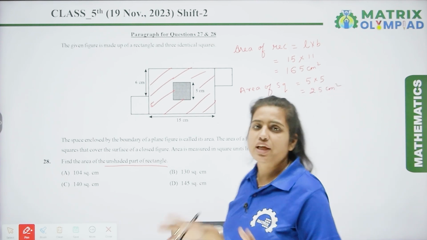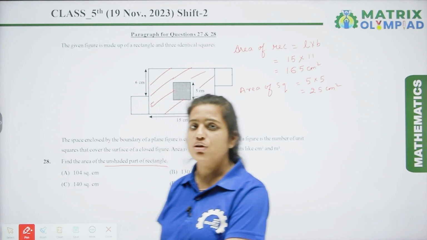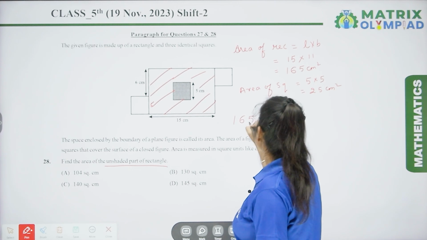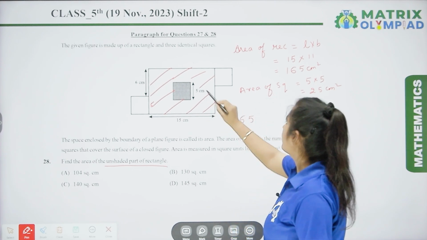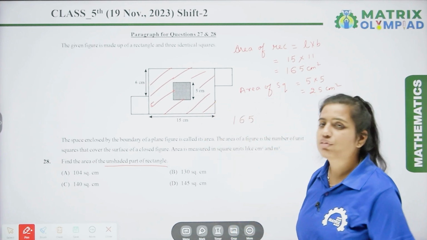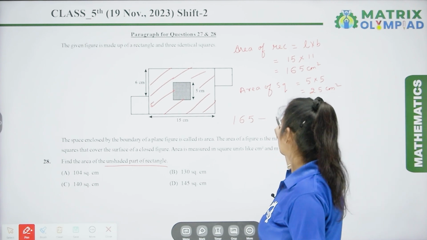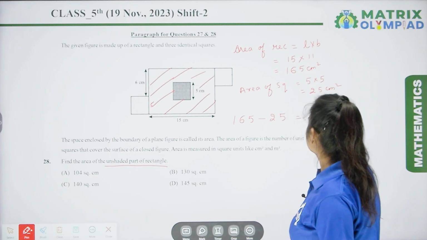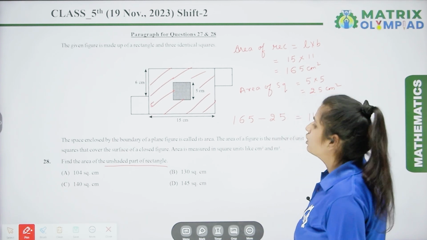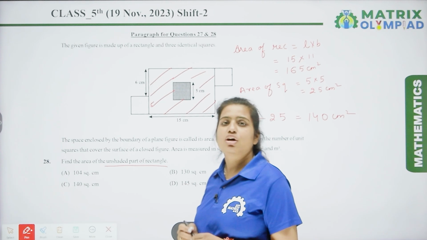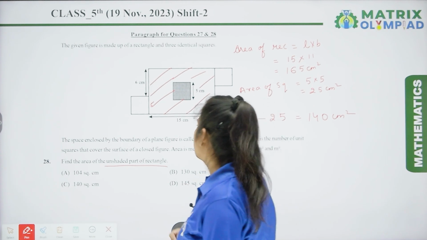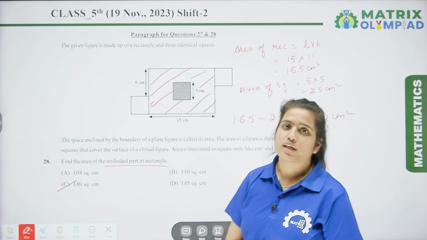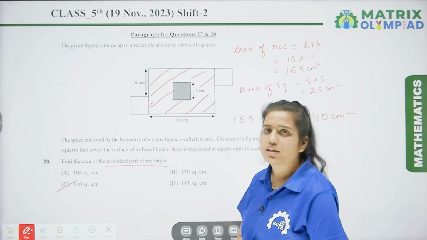So to find out the area of the unshaded part of a rectangle, what we are going to do, we are going to subtract 25 centimeter square from the area of the rectangle. So 165 minus 25 is equal to 140 centimeter square. So here the area of the unshaded part of rectangle is 140 centimeter square, that is option C.